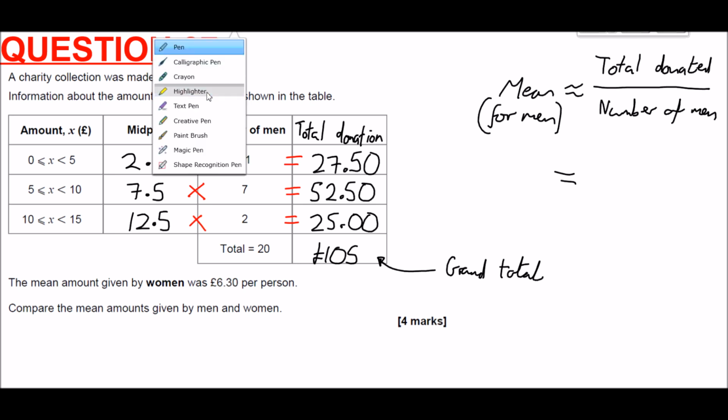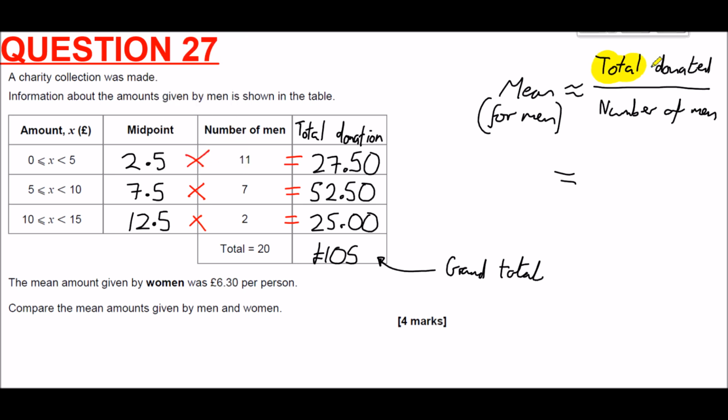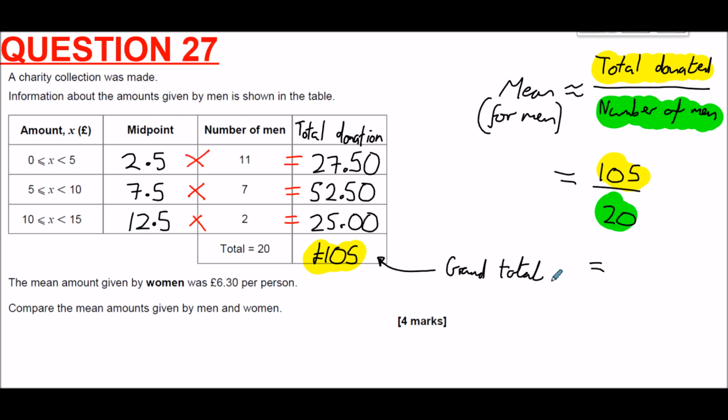So the total donated we've just worked out. So the total donation from all these 20 men was £105. And we're told in the question the total number of men, which is 20. If we weren't told the total number of men, we could work it out manually by adding up all these numbers in the number column. 11 plus 7 plus 2 would have told us 20 anyway. But now we've got 105 over 20, which we can calculate directly.